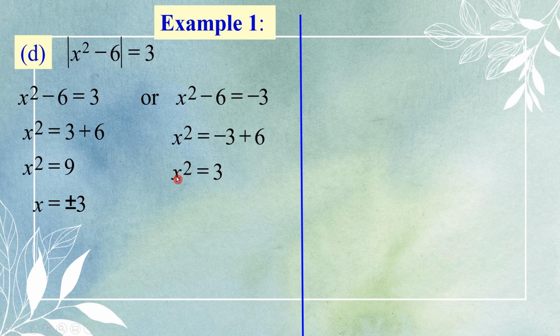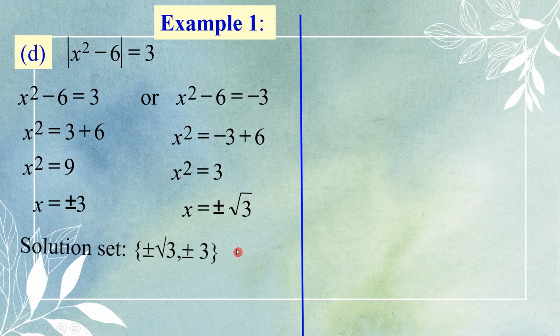We want to get rid of the square, therefore we square root both sides. It will give us positive, negative root 3. Therefore, we can write our answer in the form of a solution set like this. Bear in mind that we're going to write the smaller number first.